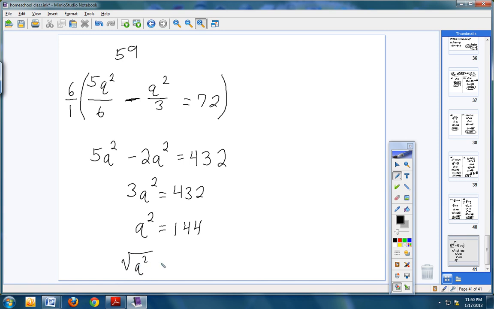So you take the square root of q squared equals plus minus the square root of 144. Now, this is a perfect square right here, so we are going to solve. There'll be no radical left. Q equals plus minus 12.